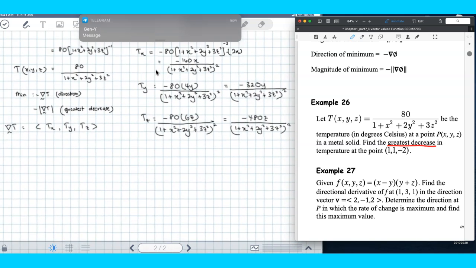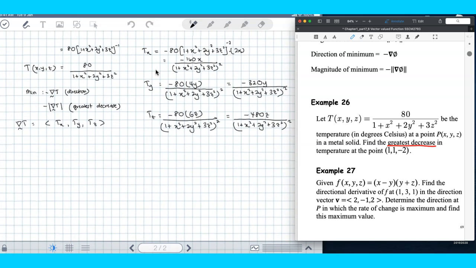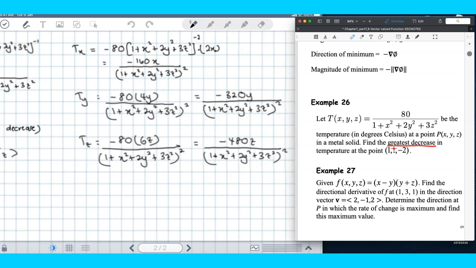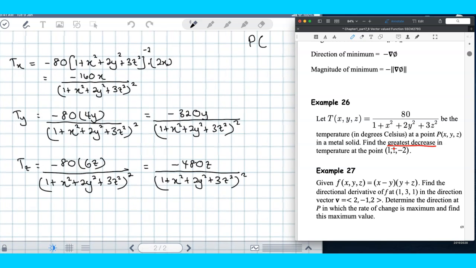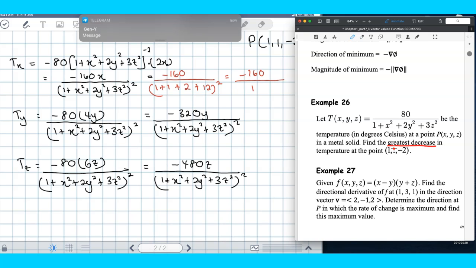Okay, because they ask us to evaluate at the point (1, 1, -2), we have to replace. So we have 1 over 1 plus 1 plus 2 plus 12 squared. So we will get 16 squared.